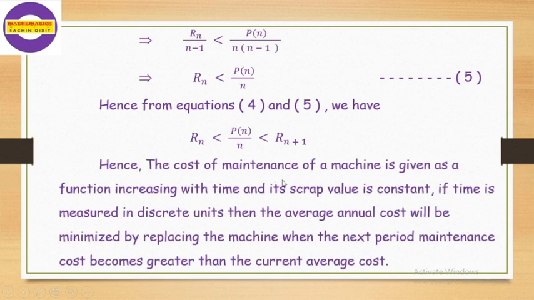Hence, the total cost of maintenance of a machine is given as a function increasing with time, and its scrap value is constant. If the time is measured in discrete units, then the average annual cost will be minimized by replacing the machine when the next period maintenance cost becomes greater than the current average cost.